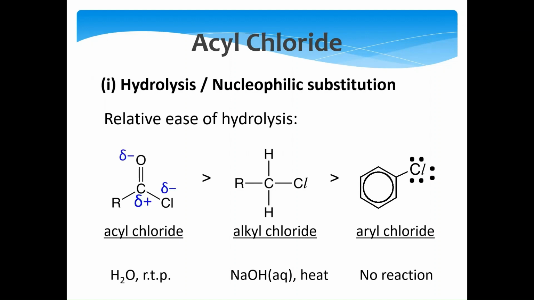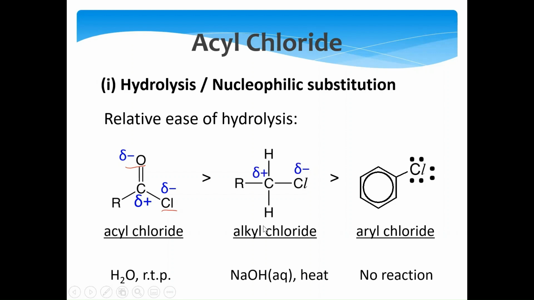For acyl chloride, you will notice that the electron deficient carbon is bonded to two electronegative atoms, oxygen and chlorine. So it is highly electron deficient. The delta plus is very big. So it is easily attacked by nucleophiles. So you don't need any heating; at room temperature with water, it will undergo hydrolysis.